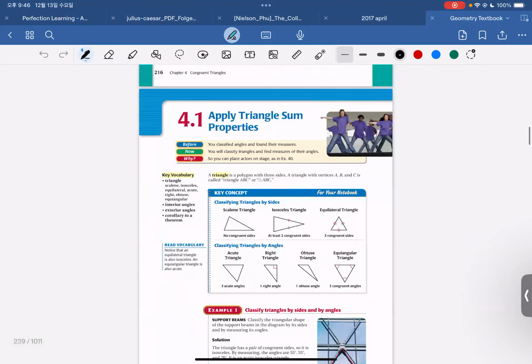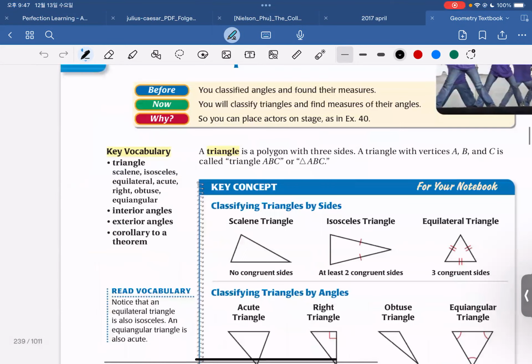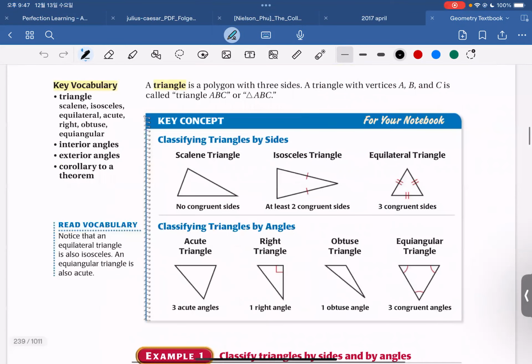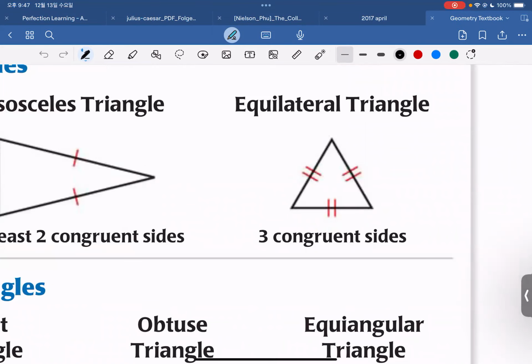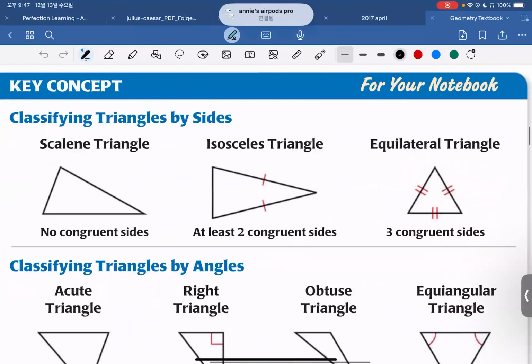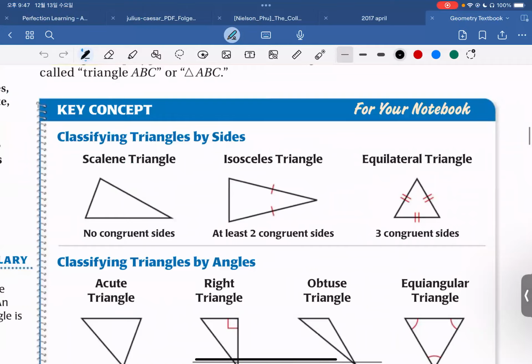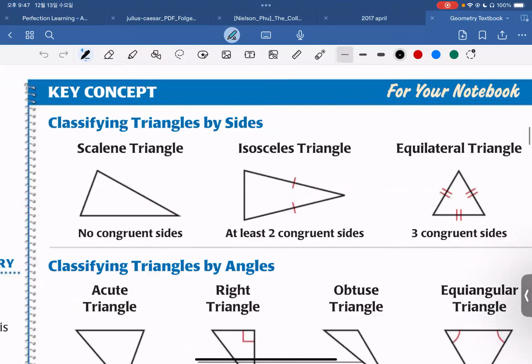First, let's look at some basic triangle sum properties. There's three main types of triangles looking at the sides. As you know, equilateral triangles have all equal or congruent side lengths, an isosceles triangle has two equal sides, and a scalene has all different side lengths and no congruent sides. Note that with an isosceles triangle, many people think it's just two sides, but it's at least two. So an equilateral triangle would also be considered an isosceles triangle. You should probably recall that.